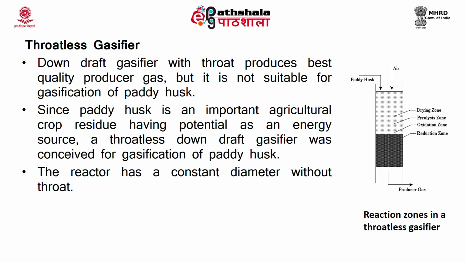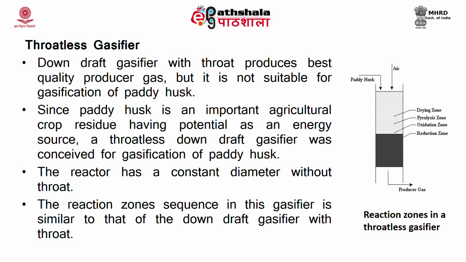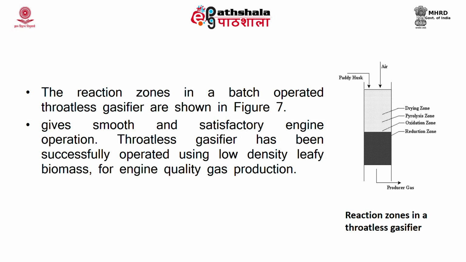It has a constant diameter without a throat or any narrow section. The sequence of reactions in this gasifier is similar to that of the gasifier with throat. It gives smooth and satisfactory engine operation and is successfully used in the case of low density leafy biomass for engine quality gas production. So, here the zones are the reduction zone followed by the oxidation zone, pyrolysis zone and the drying zone. And here the producer gas is normally collected from the bottom.